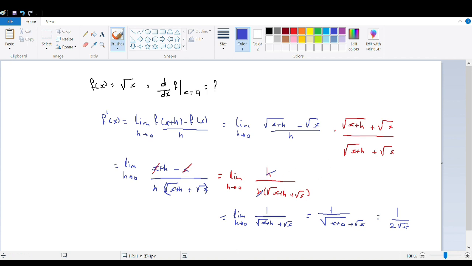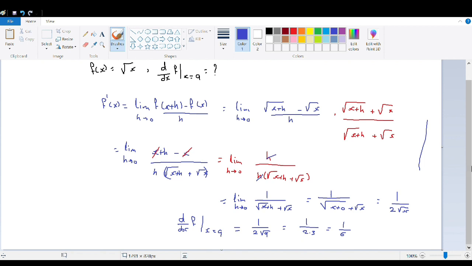So here we have d over dx of f when x equals 9 is 1 over 2 root 9. This gives us 1 over 2 multiplied by 3, which is 1 over 6. So the slope, or the derivative of this function when x equals 9, is 1 over 6.